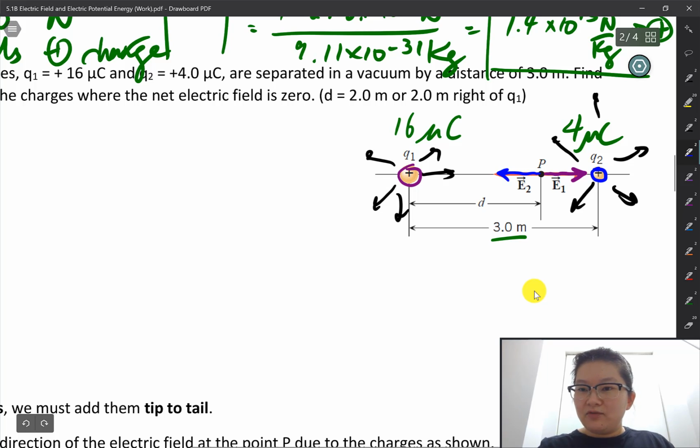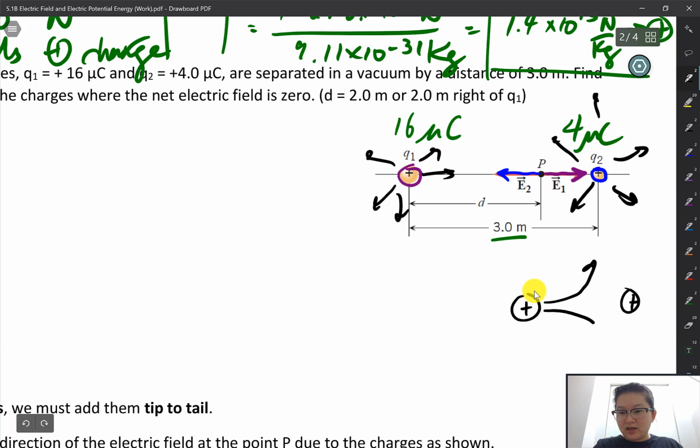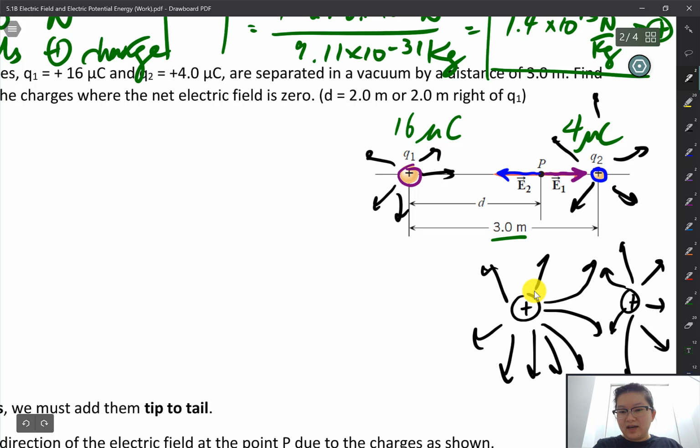If we wanted to, we can draw a little tiny diagram of how the field lines could look. So for this positive charge, the field kind of points away like this. For this one, it kind of looks like that. And for the stronger charge, of course, the electric field lines are going to be more densely packed together versus the weaker charge. Okay, so notice that there's that line here in between.